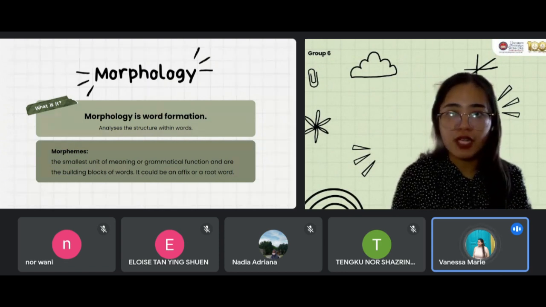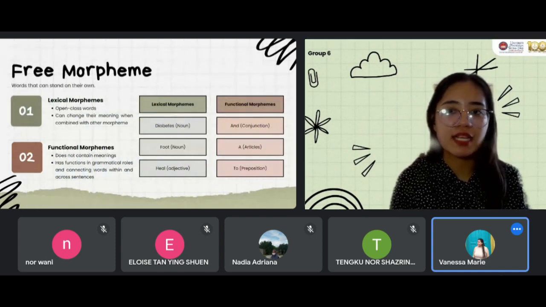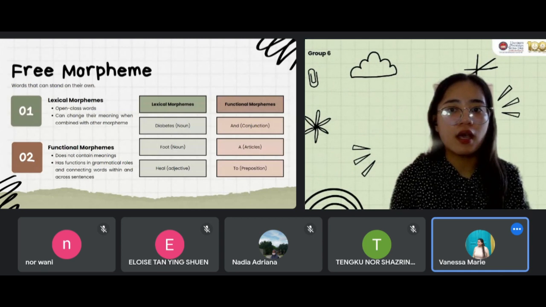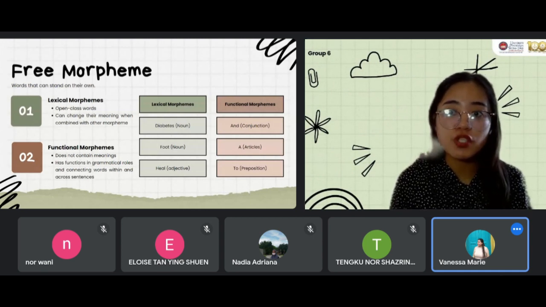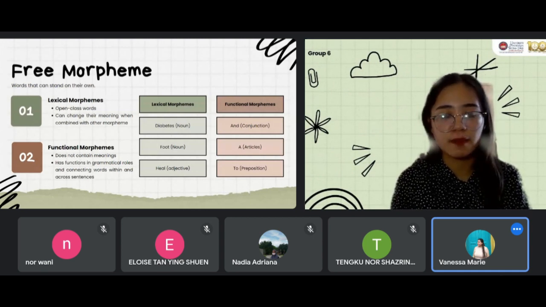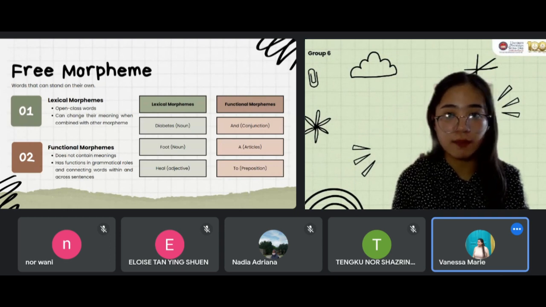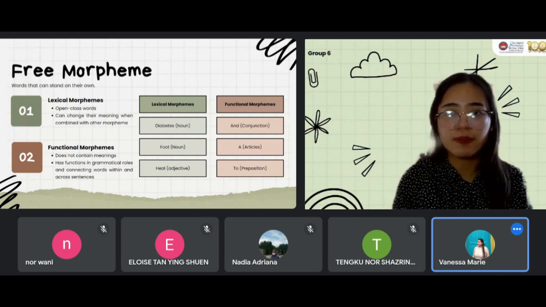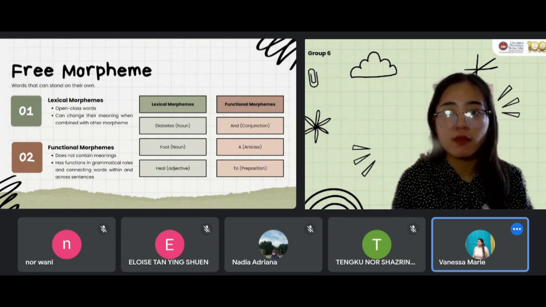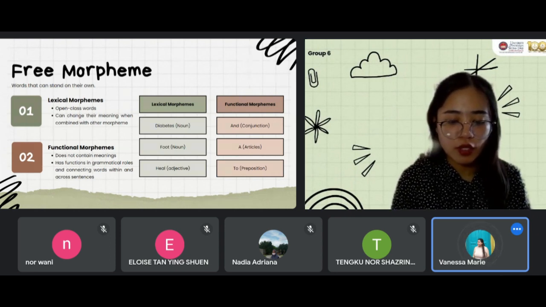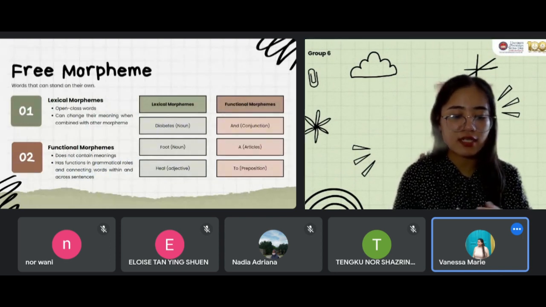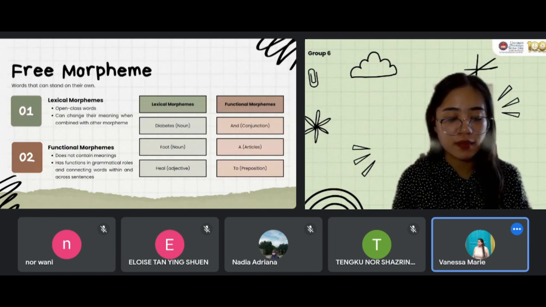For free morphemes, it is also known as independent morpheme because words under this category can stand alone. There are two groups under free morphemes, which are lexical and functional morphemes. For lexical morpheme, it is an open class word because it can change its meaning when combined with other morphemes. For example, the words diabetes and food as nouns and heal as an adjective are examples of lexical morphemes.